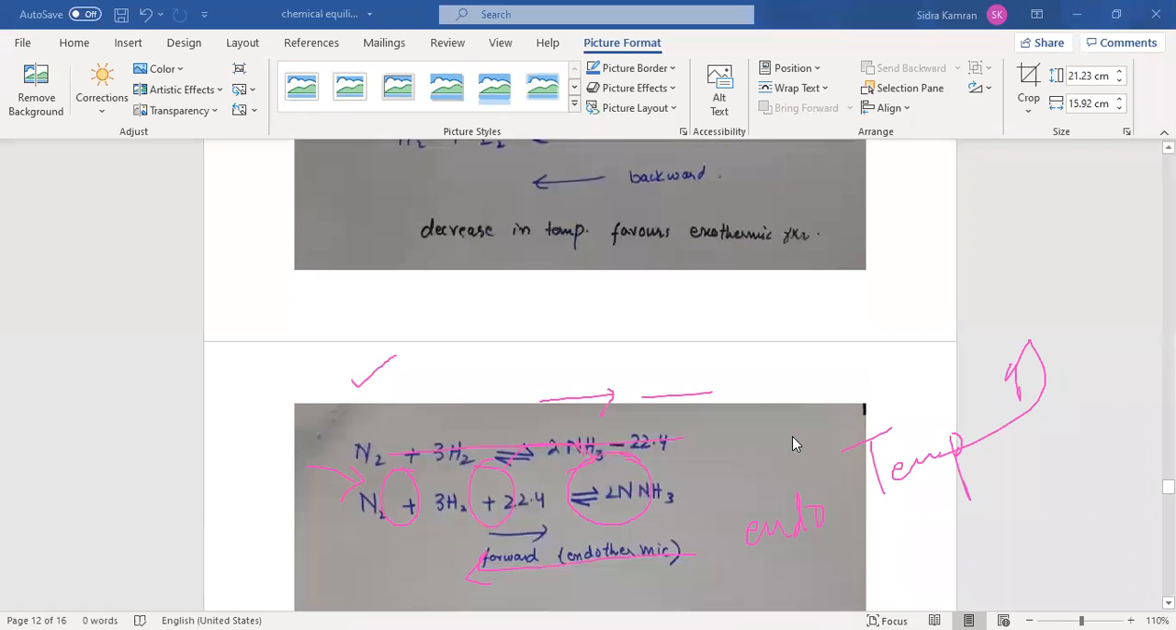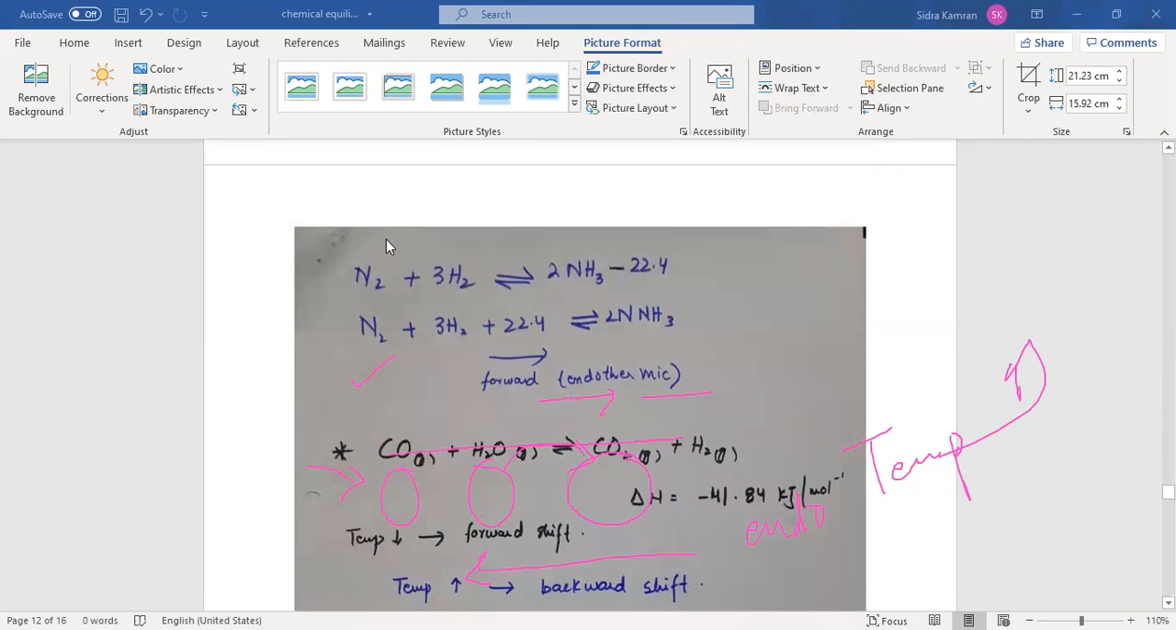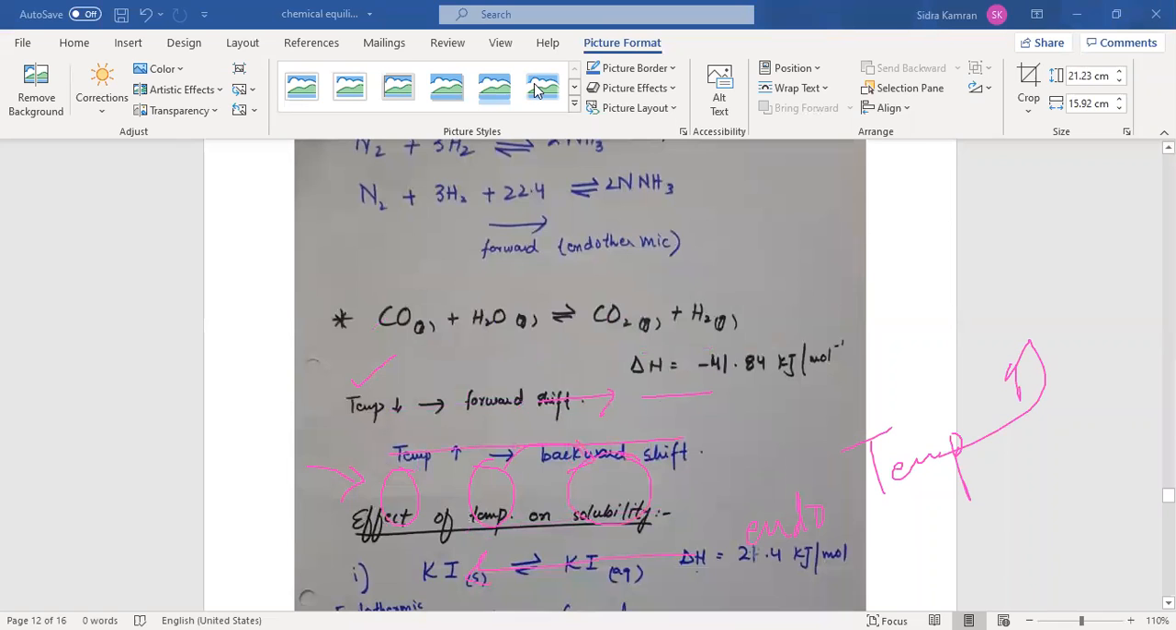Let's take the example of another reaction. Here, the formation of ammonia. If you are taking nitrogen gas and hydrogen gas to make ammonia, you need 22.4 energy. This amount of heat or energy or enthalpy you need to make it proceed forward. This is the endothermic reaction. So this amount of energy is required to make ammonia.